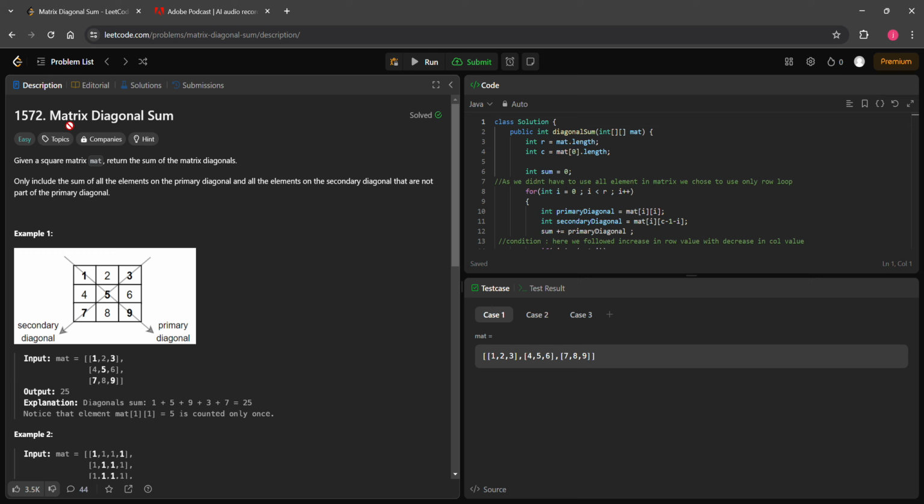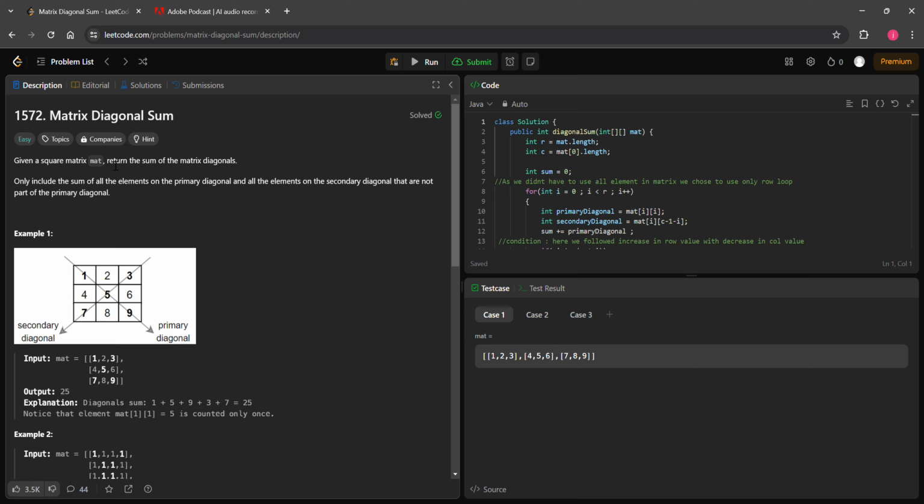So let's understand the question first. The question number is 1572, named matrix diagonal sum. It says given a square matrix. We are given a square matrix, which means the number of rows will be equal to the number of columns. That is the property of a square matrix. Remember, whenever you see a square matrix, it means the number of rows and number of columns are the same. See here, 1, 2, 3, and the elements inside each index is also 3. The name of the matrix is mat.